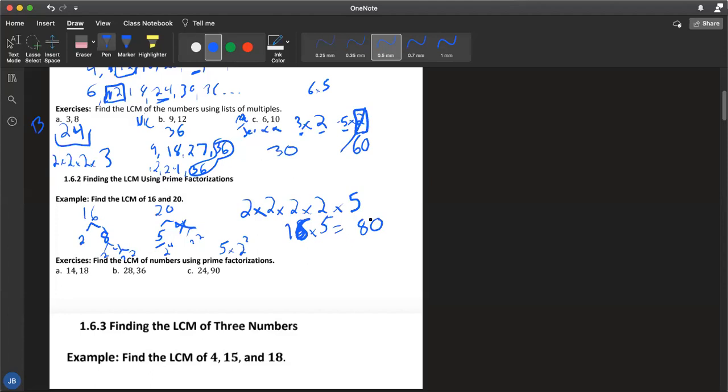And so we could tell it's 80, right? Because we can do 20 times 4. If we did 20 times 3, that's 60. 16 doesn't go into 60. 20 times 2 is 40. 16 times 2 is 32. So we know that wasn't going to be 40. So 80 would be our answer. Great job, Jerry.